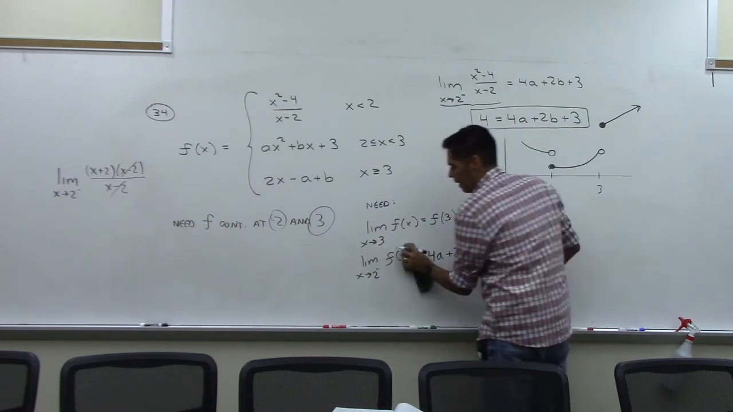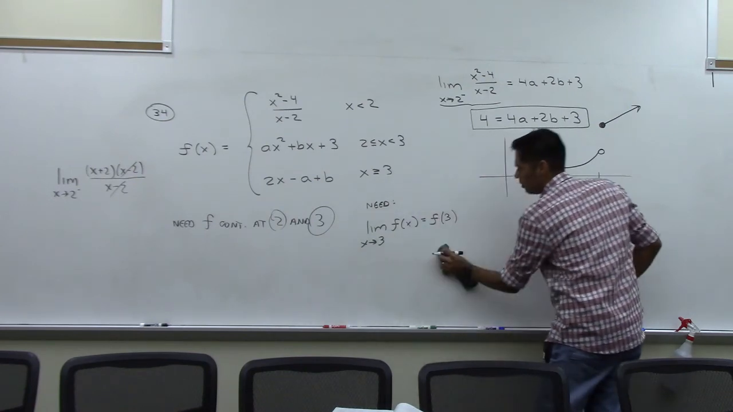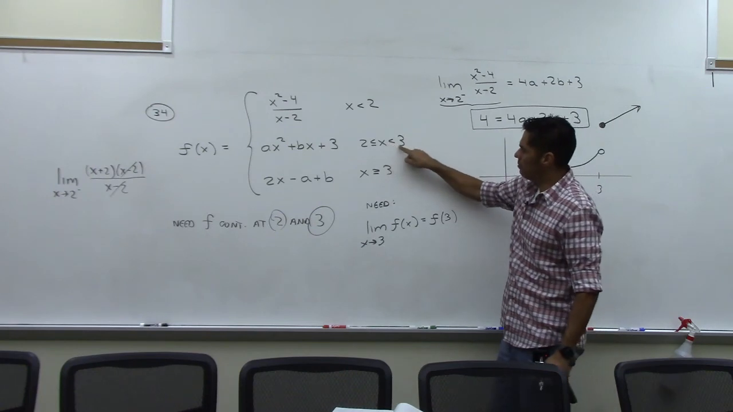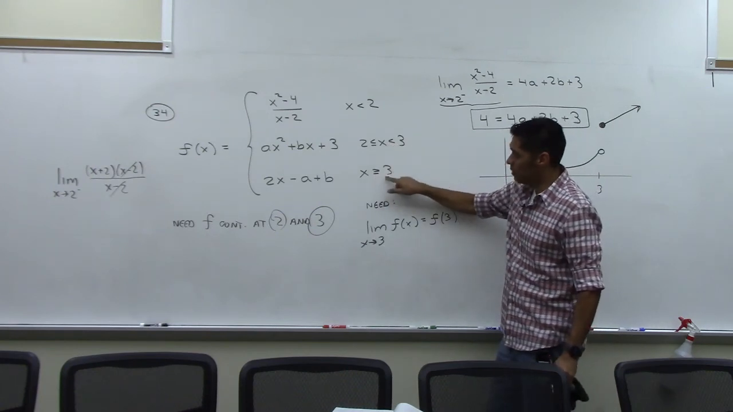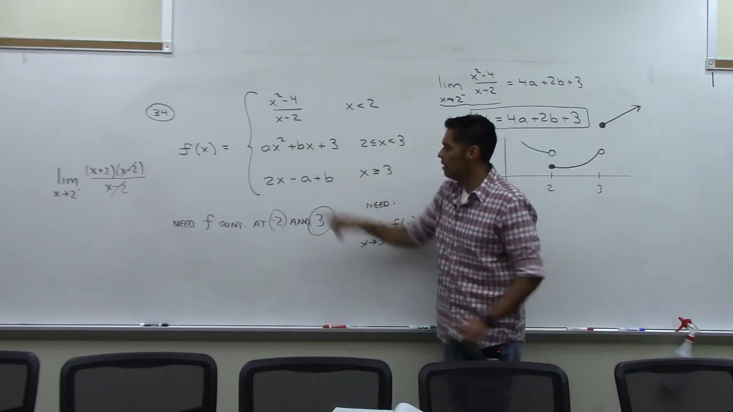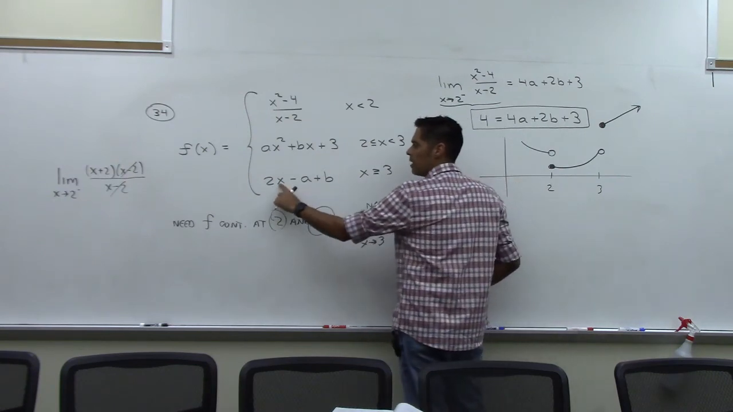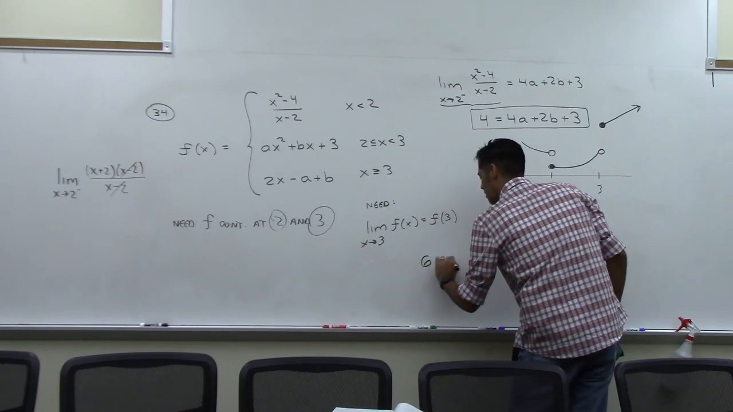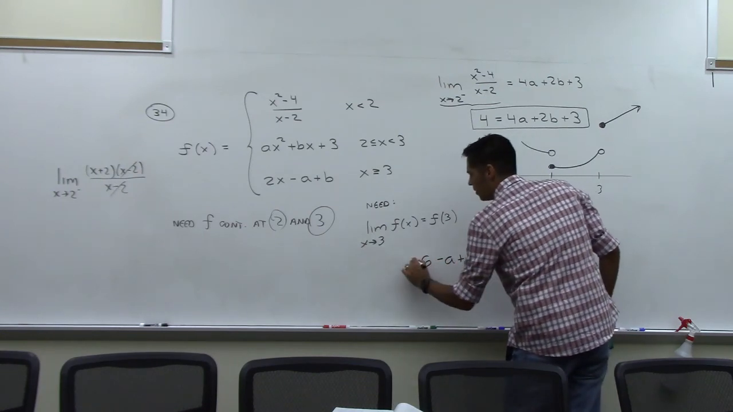Okay. And then, do we know the function's value at 3? Well, let's see, x less than 3, no. X is greater than or equal to 3, so I plug 3 in for x here. See what I would get. If I plug in 3 for x, I get 6. This side will be 6 minus a plus b must equal.